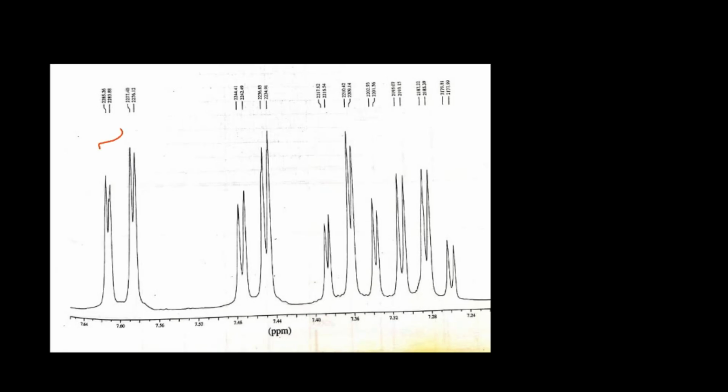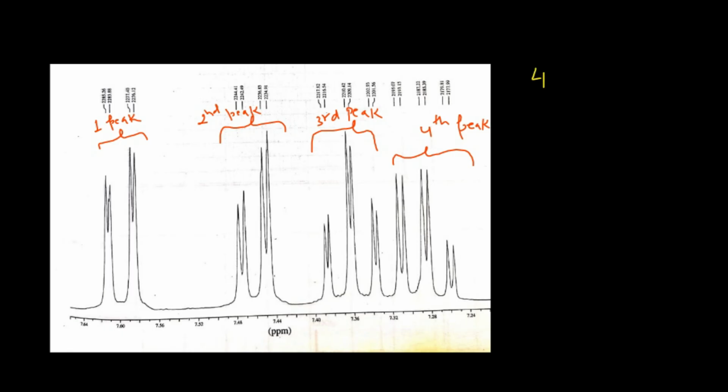See, I am having one peak here. This is one peak. My second peak is this one. And my third peak is this one. And the last one is my fourth peak. That means in the proton NMR spectrum, you are getting four peaks for benzene.